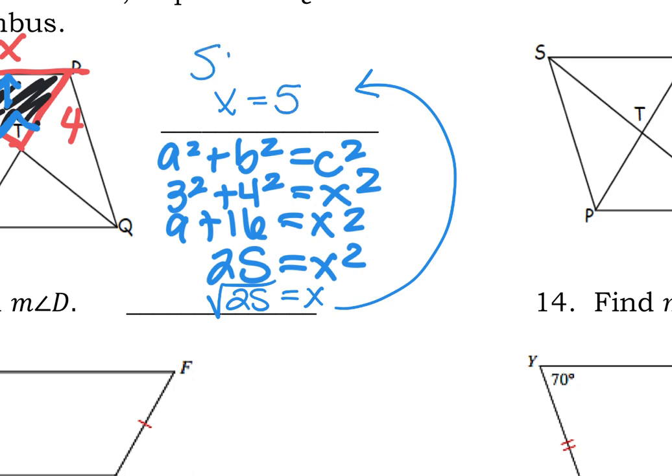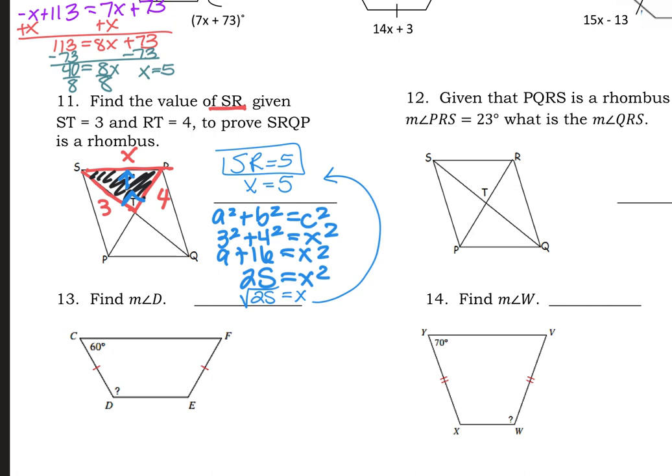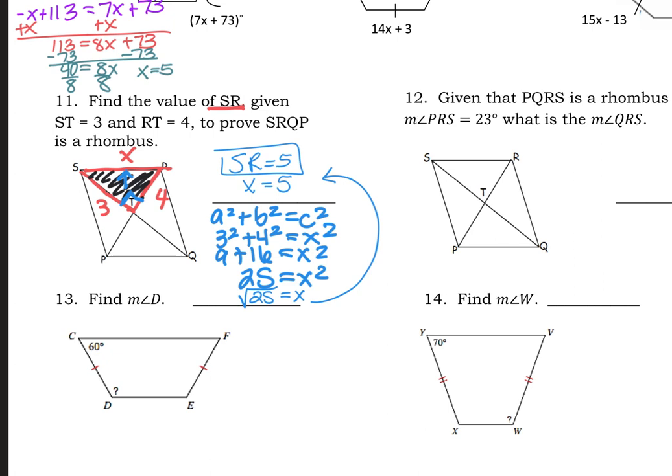5, or we can say S to R is 5, right? Because that's what they were asking. S to R is 5. And that's it, all right? So you will have a Pythagorean theorem problem. Just make sure that if you're inside a rhombus, that there's a 90 degrees, Pythagorean theorem can be used.